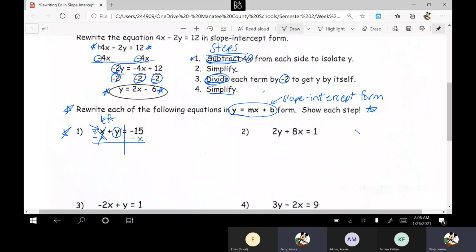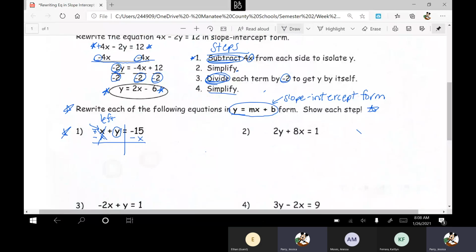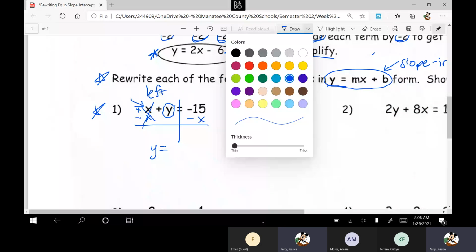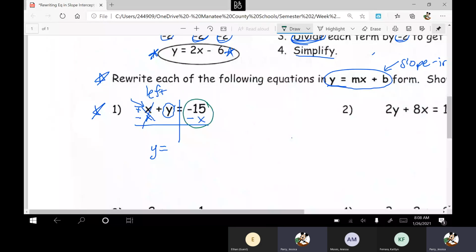And then we can start simplifying. So now we have y equals, and we need to write out this negative 15 minus x. Can I combine those? Are they in the same family, or do I need to put them side by side? In order for me to combine them, they both need to have the variable x, or they both need to have no variable x. So for this one, we're going to write them side by side.